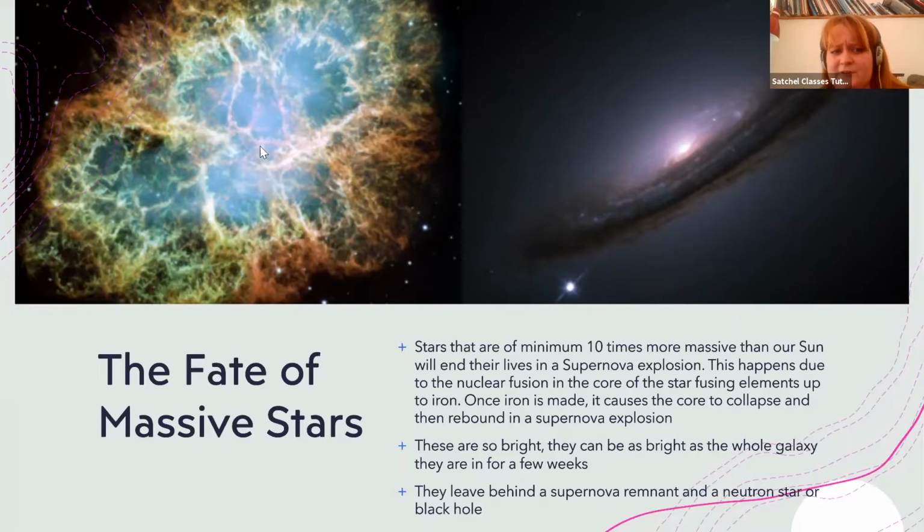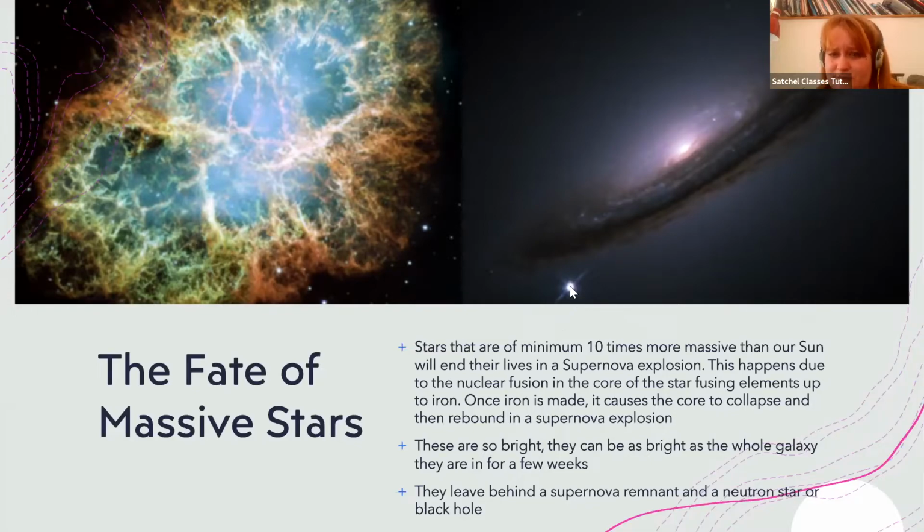So this is a star, the star's right in the middle there, that has exploded in a supernova. And it's a supernova remnant. Remnant means something's left. So yeah, they can be bright. This is a supernova in a different galaxy.